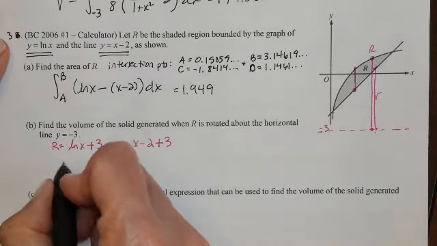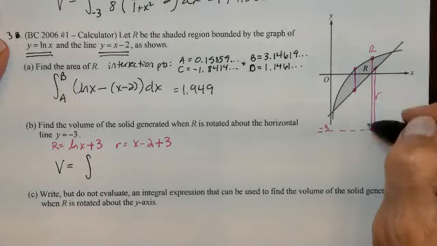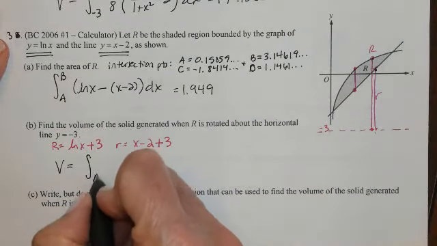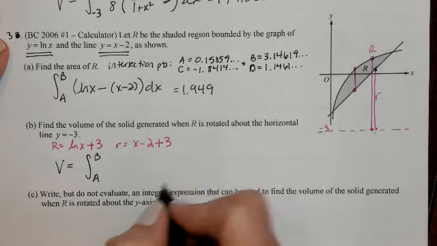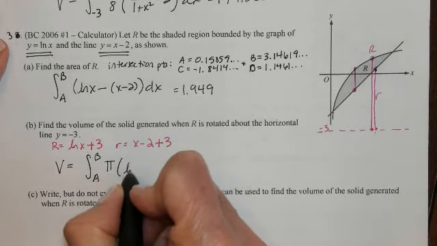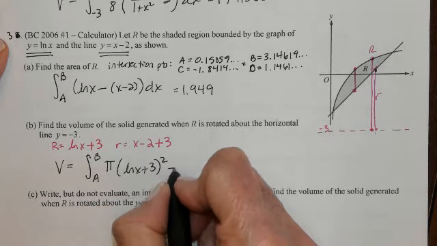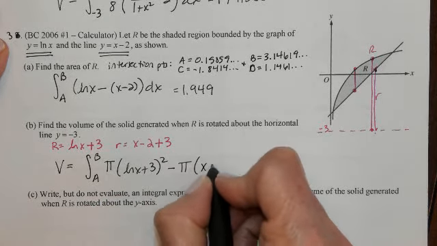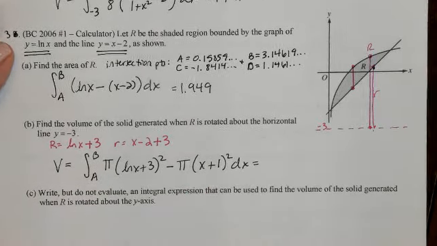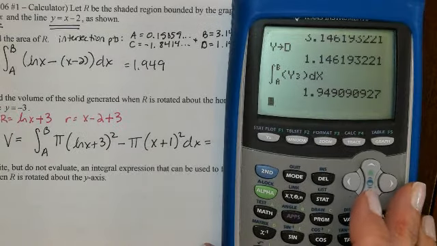Okay? So my volume will be integral. We're still doing a delta x here because each of these has a little delta x thickness. So A to B still, right? And then pi times big R squared minus pi times little r squared dx, right? Pi r squared, area of the circle.